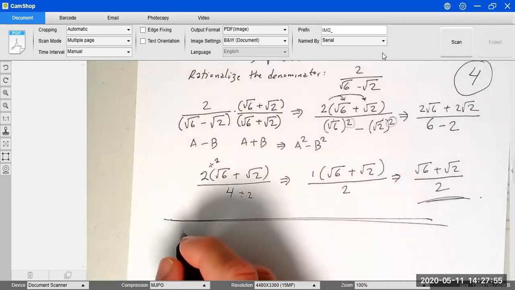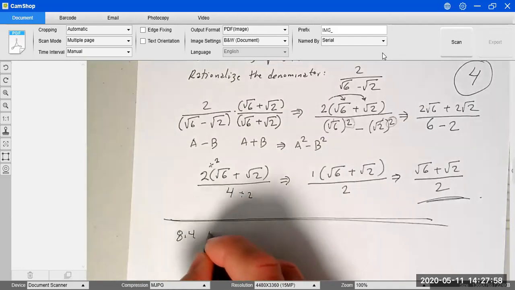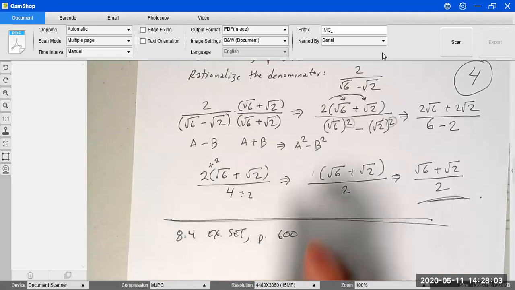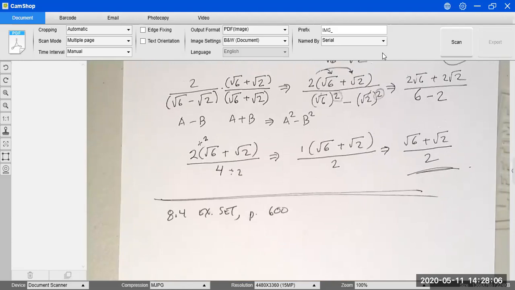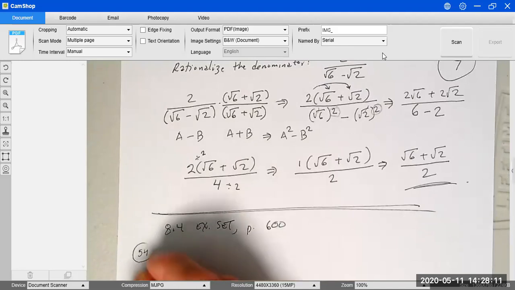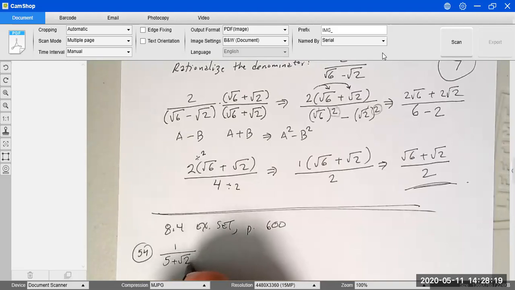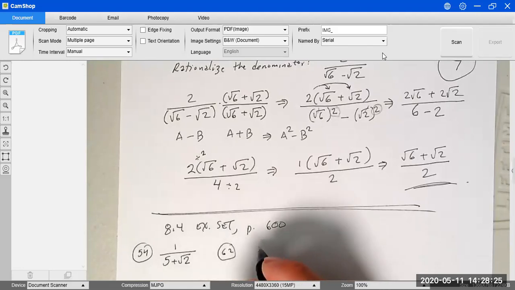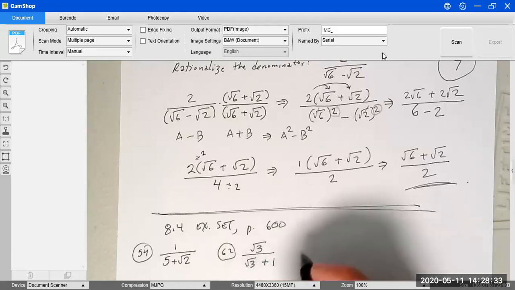So we are working on 8.4 exercise set on page 600. You're going to solve only 4 problems. So 54 is 1 over 5 plus square root of 2. Then 62 is square root of 3 over square root of 3 plus 1.